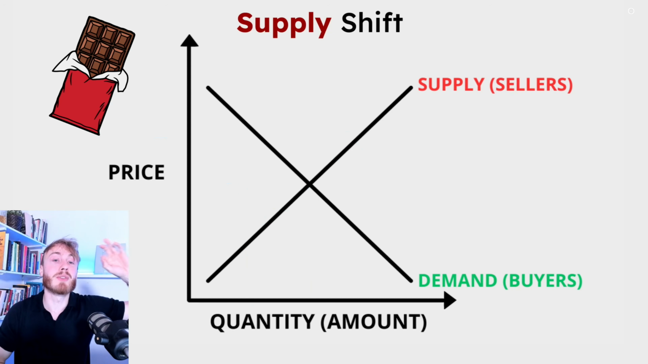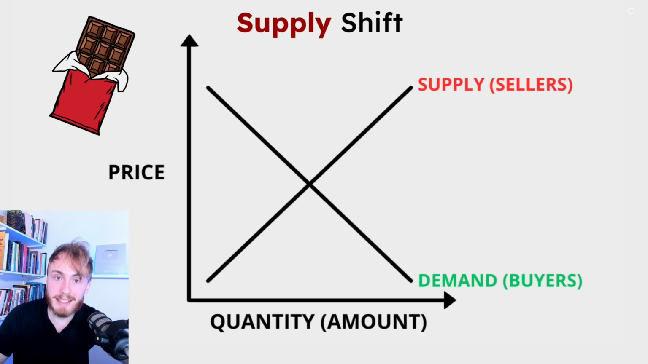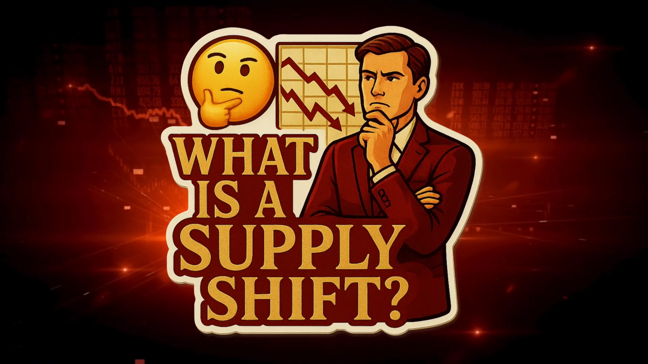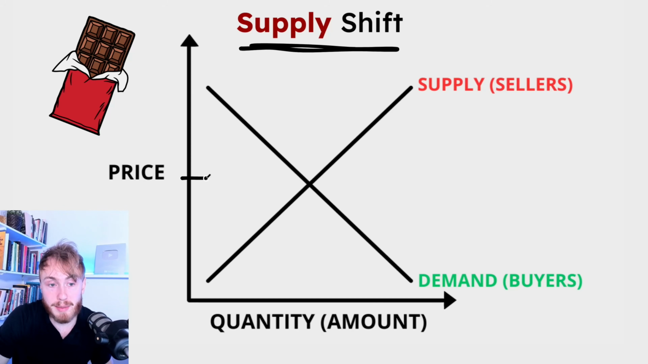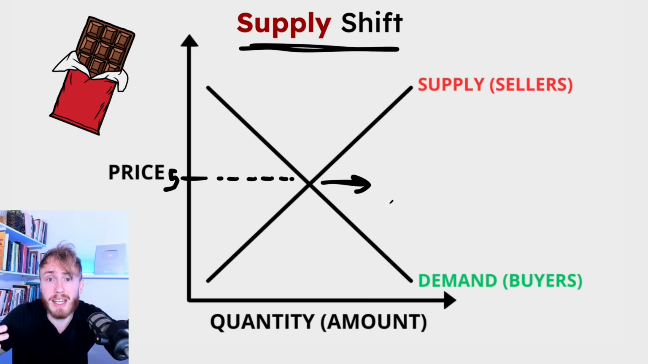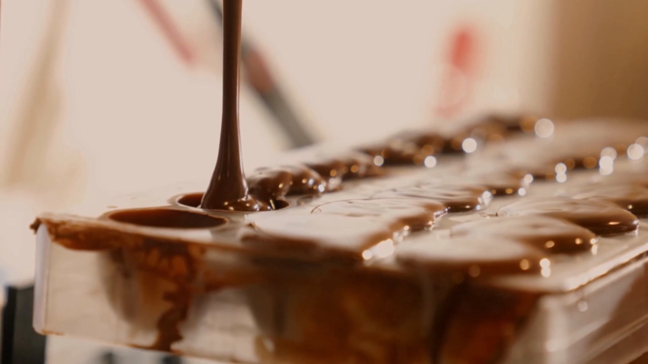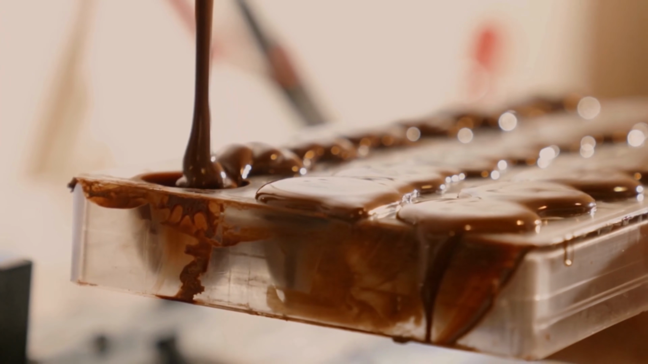Alright, so the last thing you really need to learn if you want to use supply and demand to trade and make money is to learn about supply shifts. And let's once again imagine that the price right here is $5, and a supply shift happens when for some reason, at a certain price, producers can, or at least are willing to, sell more chocolate. There can be many reasons, but let's imagine that a new technology is invented that makes people able to produce chocolate much more quickly and more cheaply.